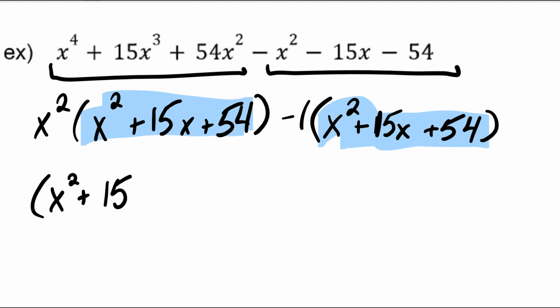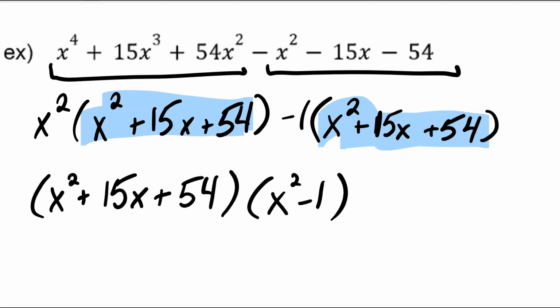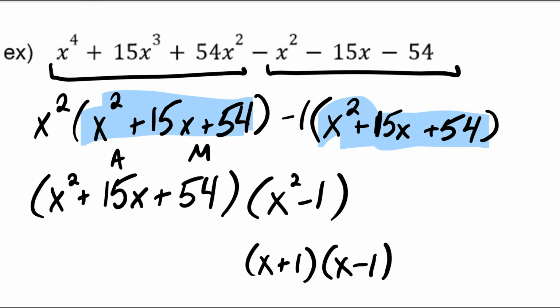So I could pull that out, and I'm left with x squared minus 1 again. Again, this second set of parentheses is just a difference of two squares. And the first set is a trinomial with a leading coefficient of 1. You need to think of numbers that multiply to 54, but add to 15.